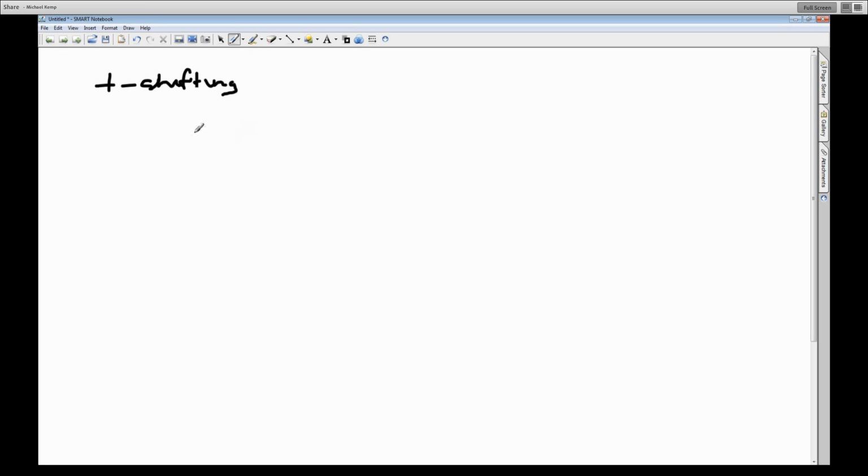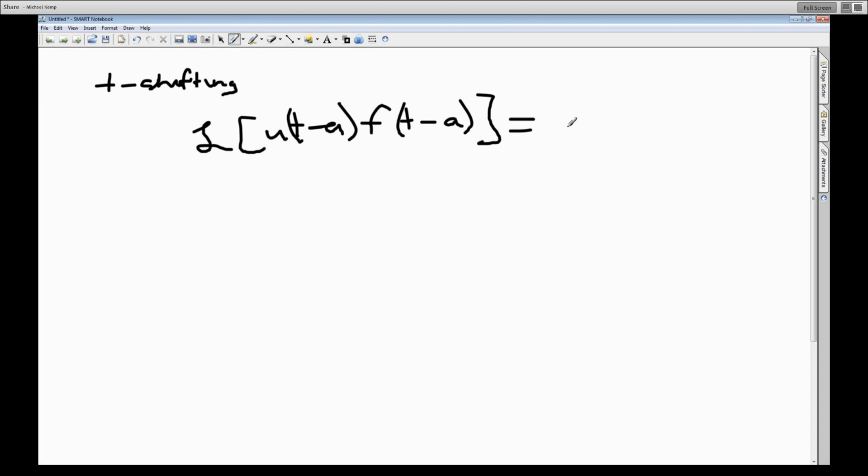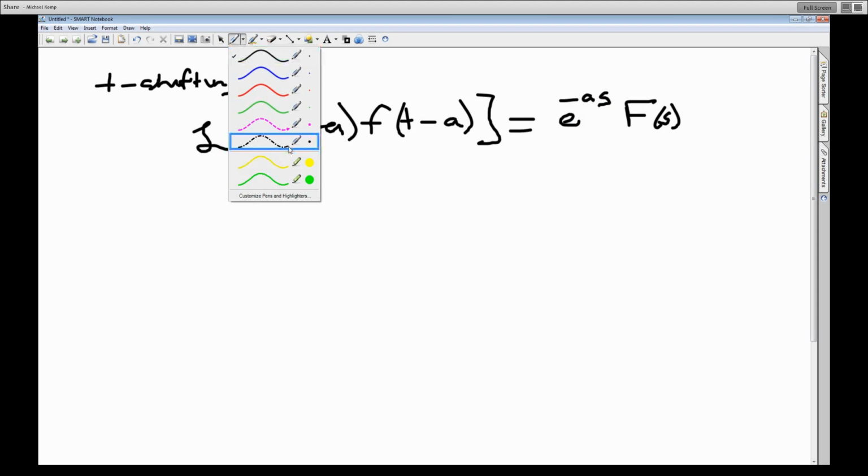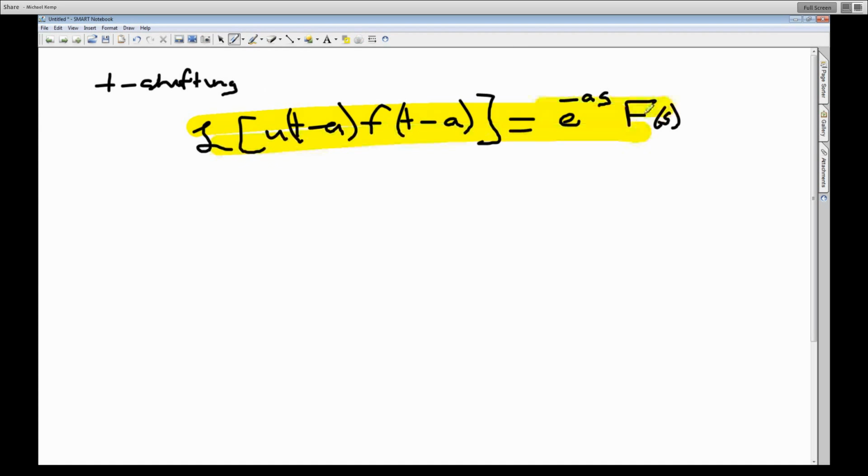If you do the Laplace transform of the unit step function times by some function, so f of say t minus a, then this is the Laplace transform of the original function times by an exponential. Now I'll use this in a second, give an example of it. So we've already done S shifting, and this is T shifting. So you can see there's some relationship here.